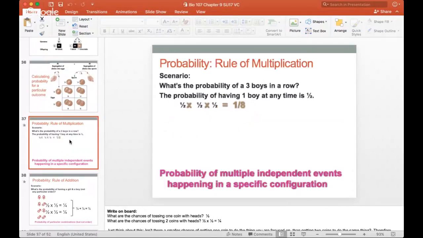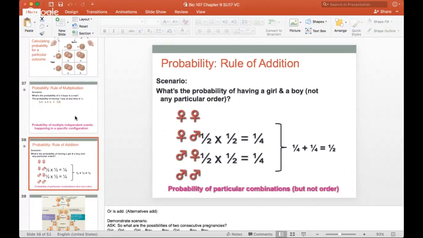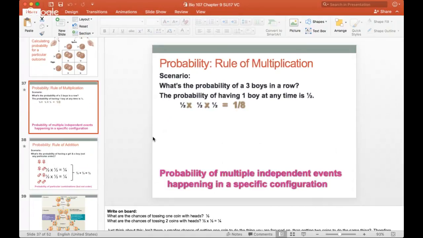All right. So we have 2 different rules when thinking about probability. We have the rule of multiplication and we have the rule of addition. Okay. So our rule of multiplication is any situation where we have the word and being thrown in. Okay. So here we have what's the probability of having 3 boys in a row, where the first child you have to have is a boy, and the second child you have to have is a boy, and the third child you have to have is a boy. That means you're going to multiply the probabilities together. So our example here is with having 3 boys in a row.